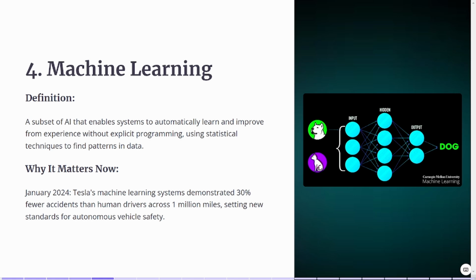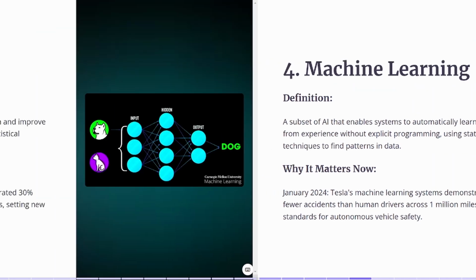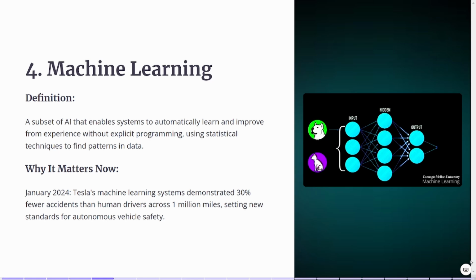Machine learning is a subset of AI that enables systems to automatically learn and improve from experience without explicit programming, using statistical techniques to find patterns in data. This is revolutionary because it changes how we teach computers. Instead of writing every single rule, we let them learn from examples, just like how you learn to ride a bike. You didn't study physics equations, you practiced and improved. Tesla's self-driving cars are a perfect example. They've learned from millions of miles of real driving experience, potentially becoming even safer than human drivers.